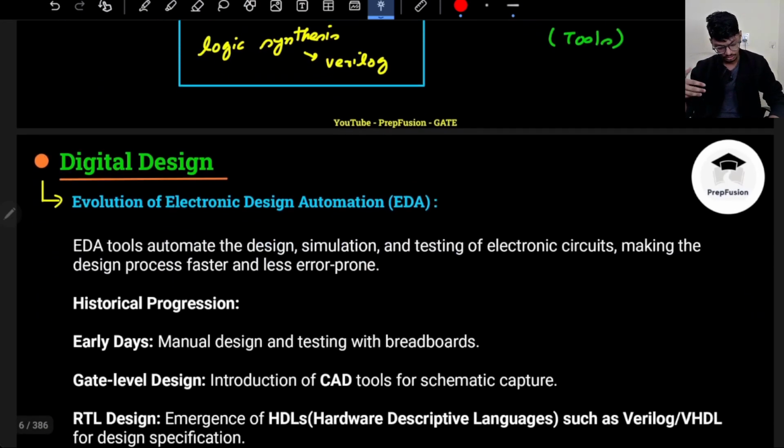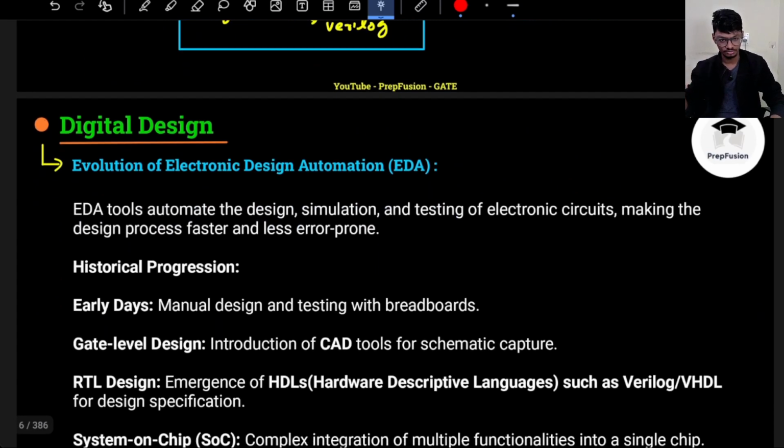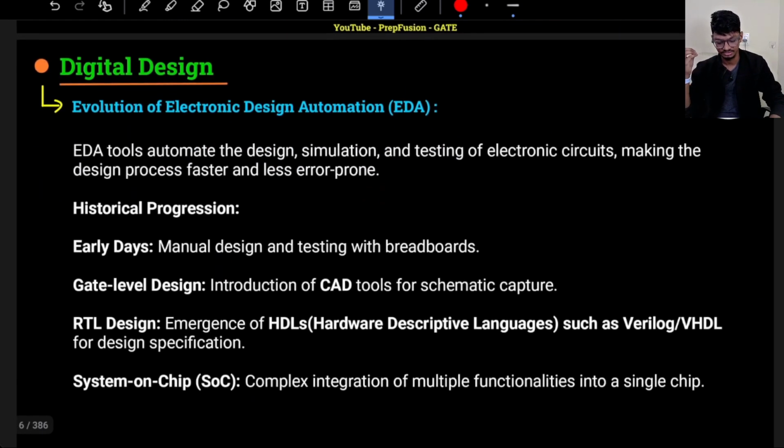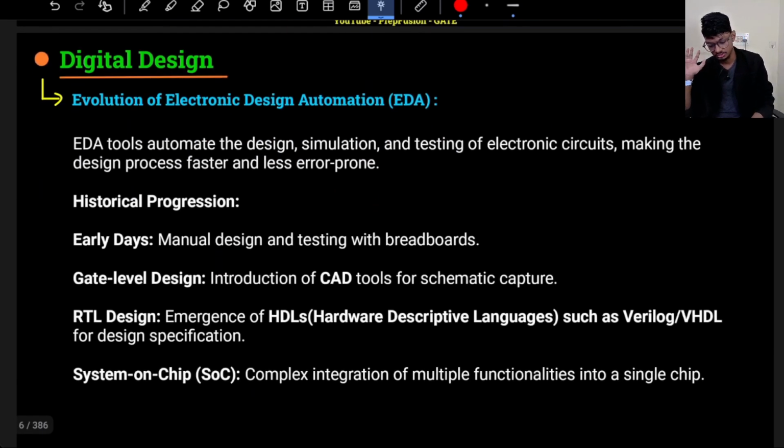So let's come to the automation tool. As I was discussing, we have 20 billion transistors, so we have to automate a few things. So there came a few automation tools, electronic design automation, also known as EDA tools. EDA tools automate the design, simulation and testing of electronic circuits, making the design process faster and less error prone. If a human is involved, you know, errors will be there. So we will try to make our process as smooth, fast and as little error prone as possible.